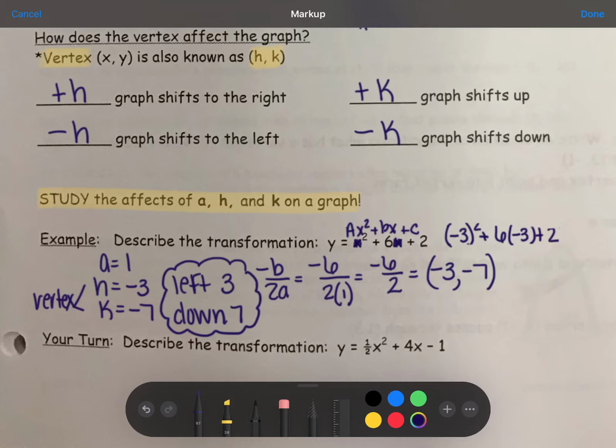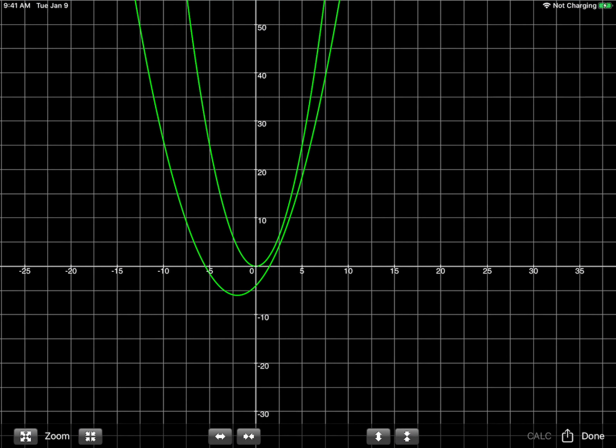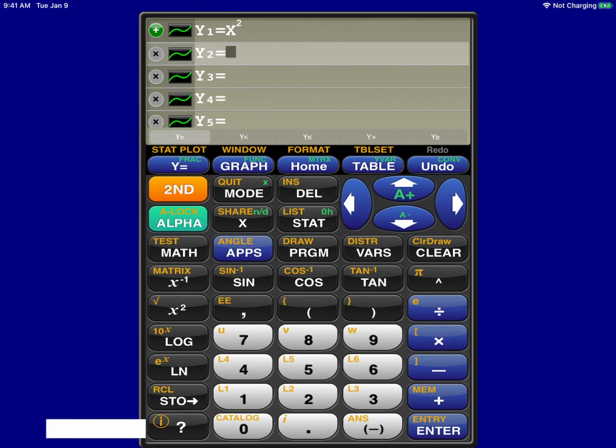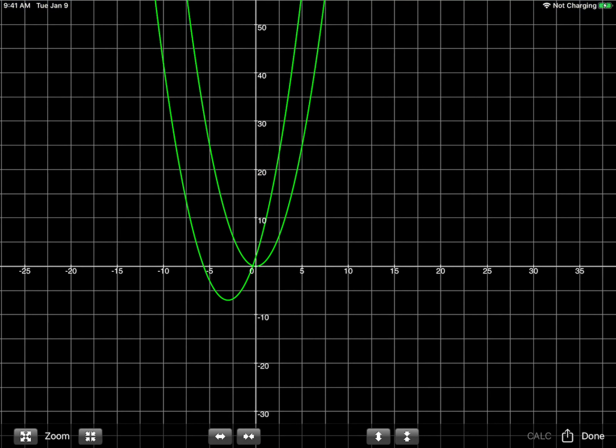And again, I can pull this up on my calculator. Plus 6 plus 2. So if I pull this up on my calculator, I go to my y equals, clear that out, and we just had x squared plus 6x plus 2. And when I graph this, you can see the vertex. Okay, here's my little vertex point.